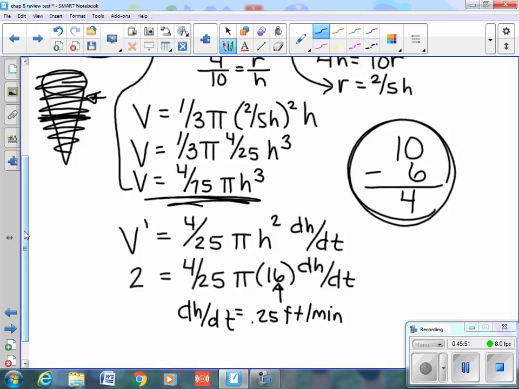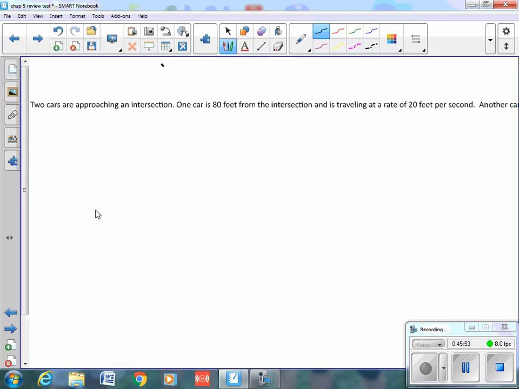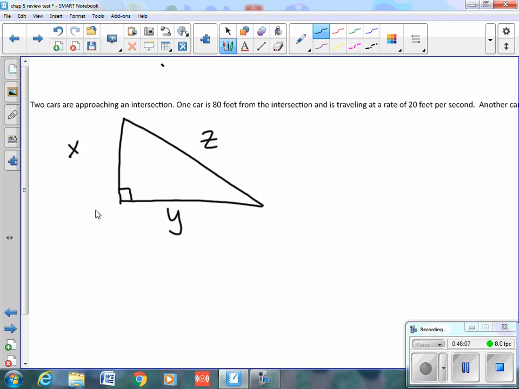Okay, last problem on this worksheet. A triangle problem. You should be pretty good at a triangle problem. Write down what you know. You want to use x's and y's and z's. You can use a's, b's, and c's. I don't care what you use, just as long as you write letters down. So let's see what we know.